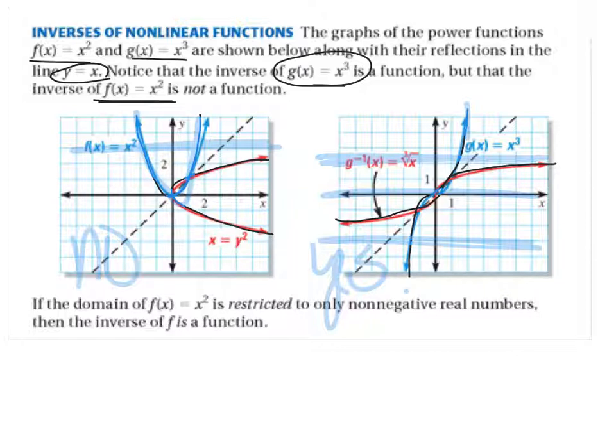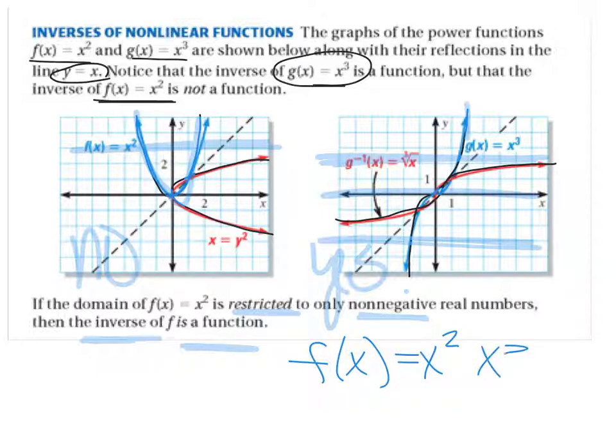If the domain of f of x equals x squared is restricted to only non-negative real numbers, then the inverse is a function. So if I say that f of x equals x squared for x is greater than or equal to 0, then I can say it is a function. It is a function, but this restriction has to be met every time.